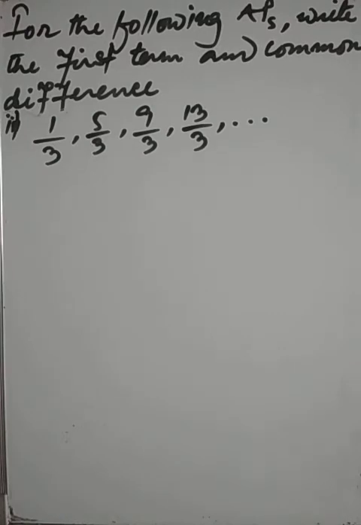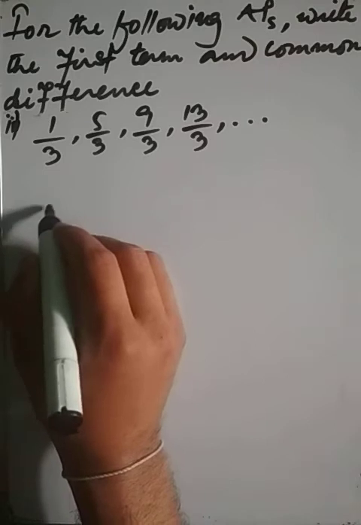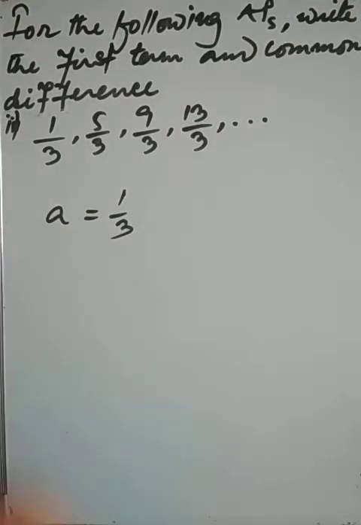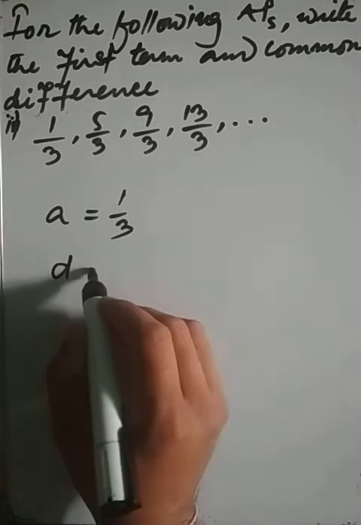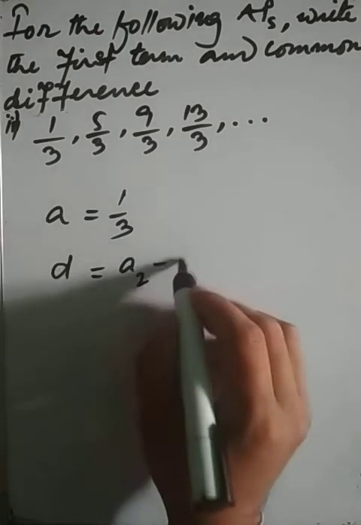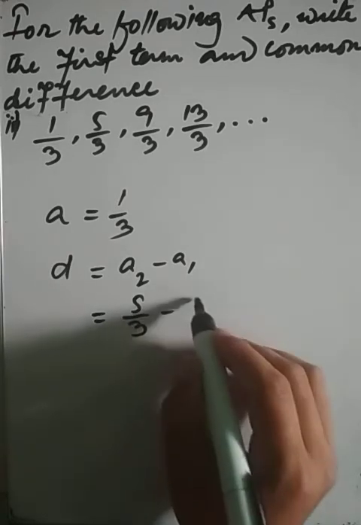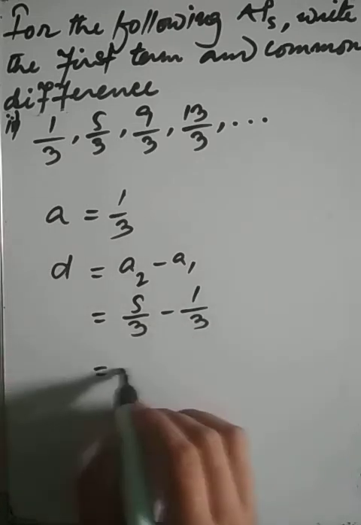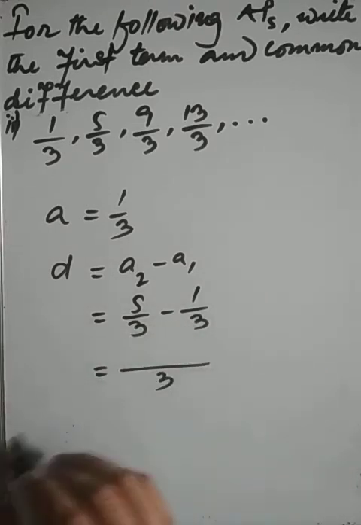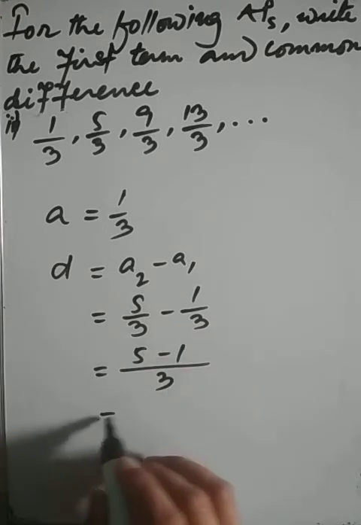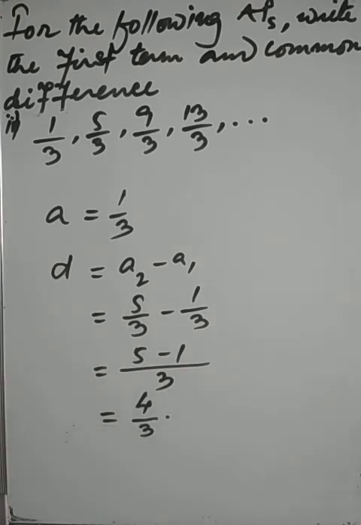Okay, here is the question. 1 by 3, 5 by 3, 9 by 3, 13 by 3. So here, first term will be 1 by 3, and common difference d will be second term minus first term. So here a2 is 5 by 3 minus first term 1 by 3. They have the same denominator, so I'll just write 3 here. 5 minus 1, we get here 4 by 3. So after this, we'll be looking for another question.